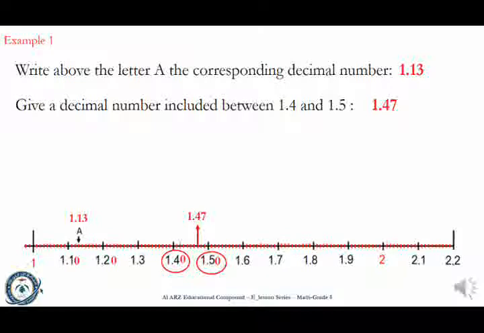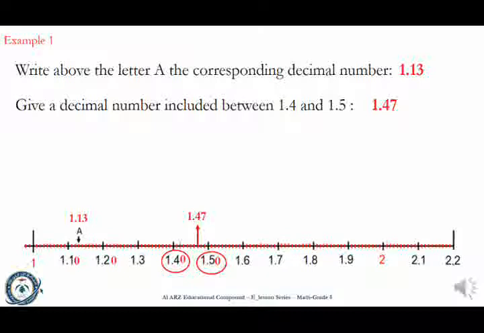We divide the part between them in 10 equal parts and we start talking about hundredths digit. So we have 1.11, 1.12, 1.13. So A is located exactly at 1.13 and the number is 1.13 or 1 and 13 hundredths.